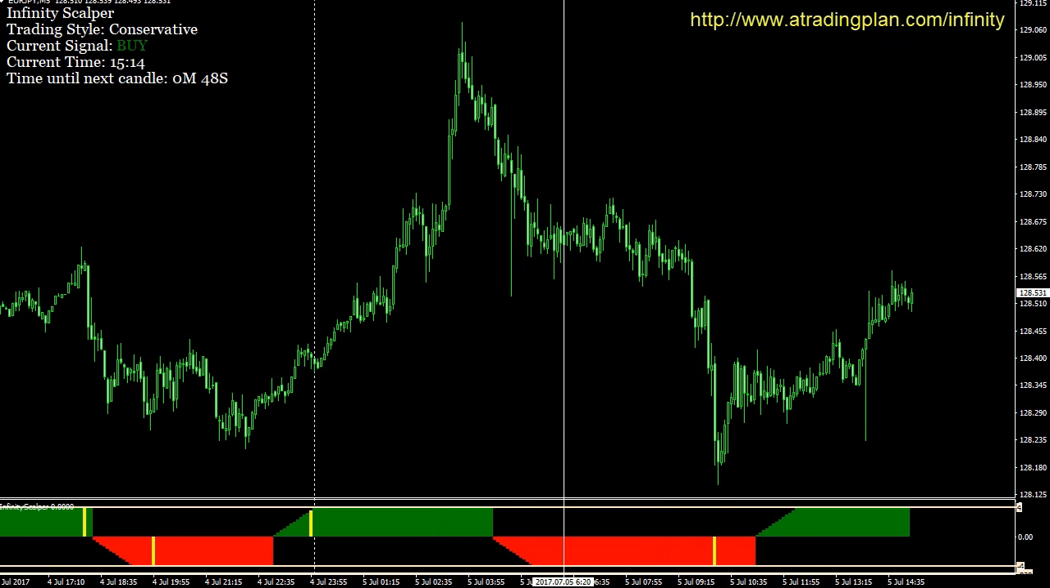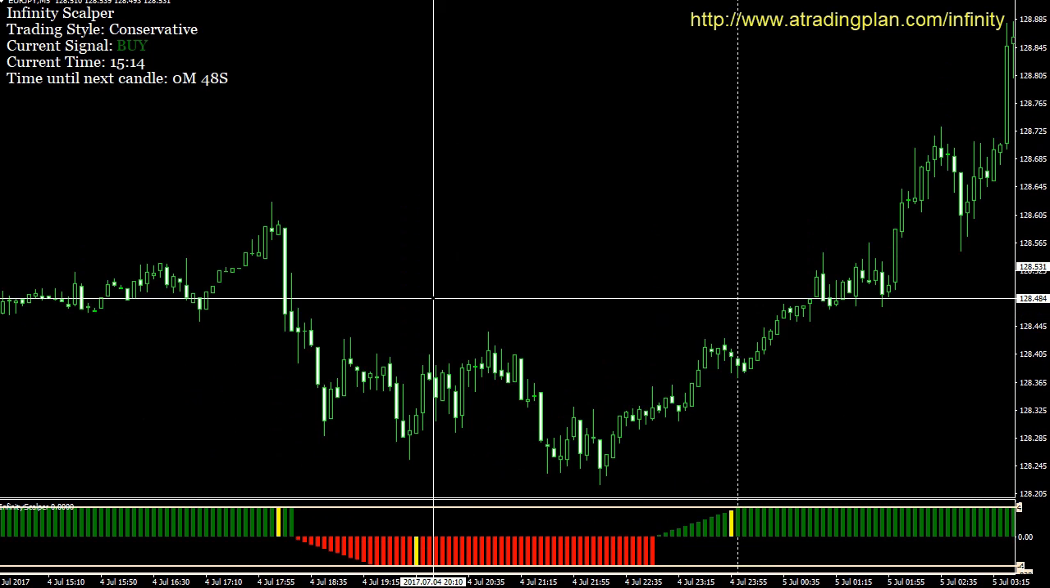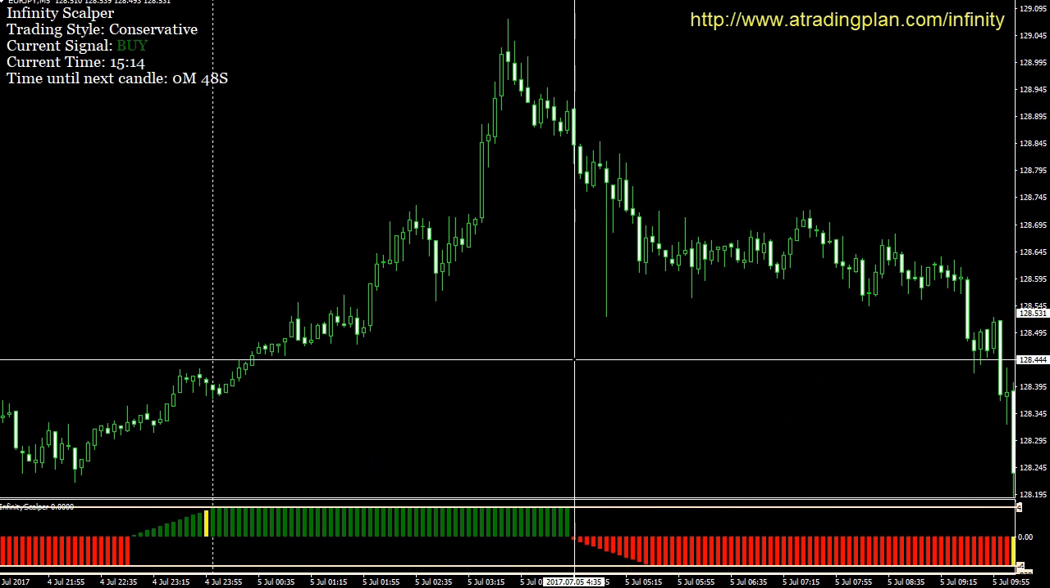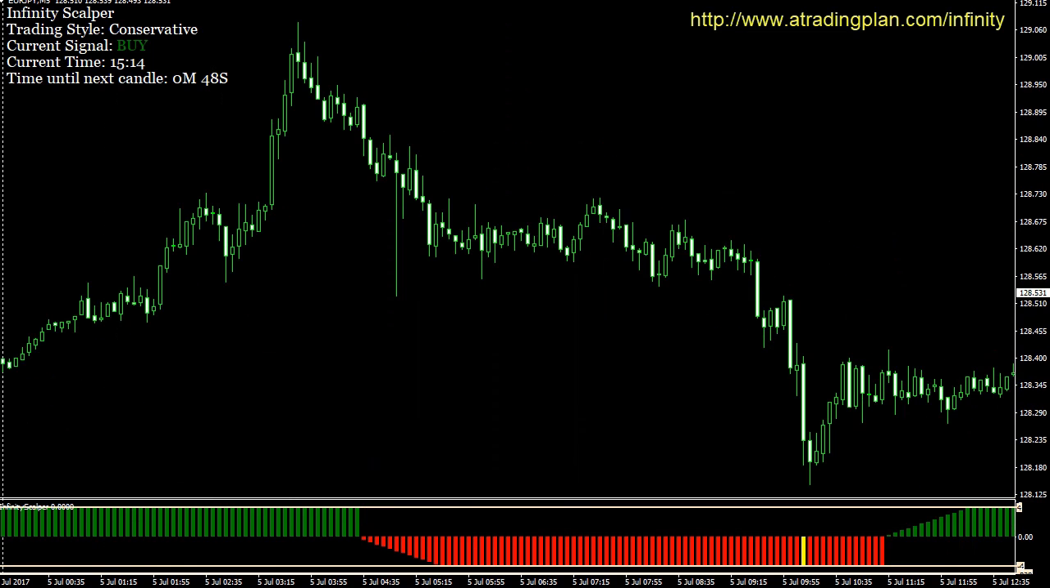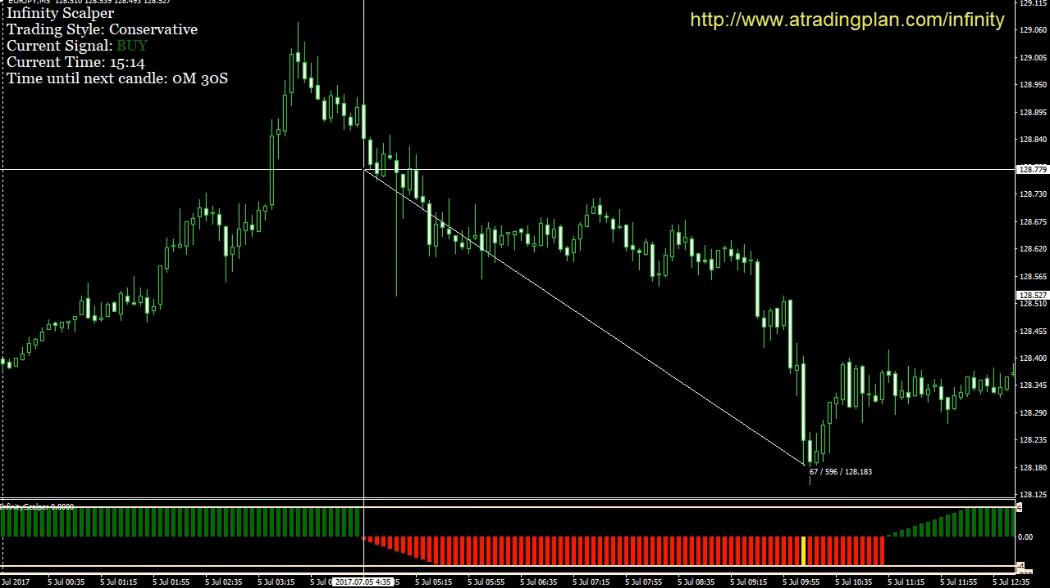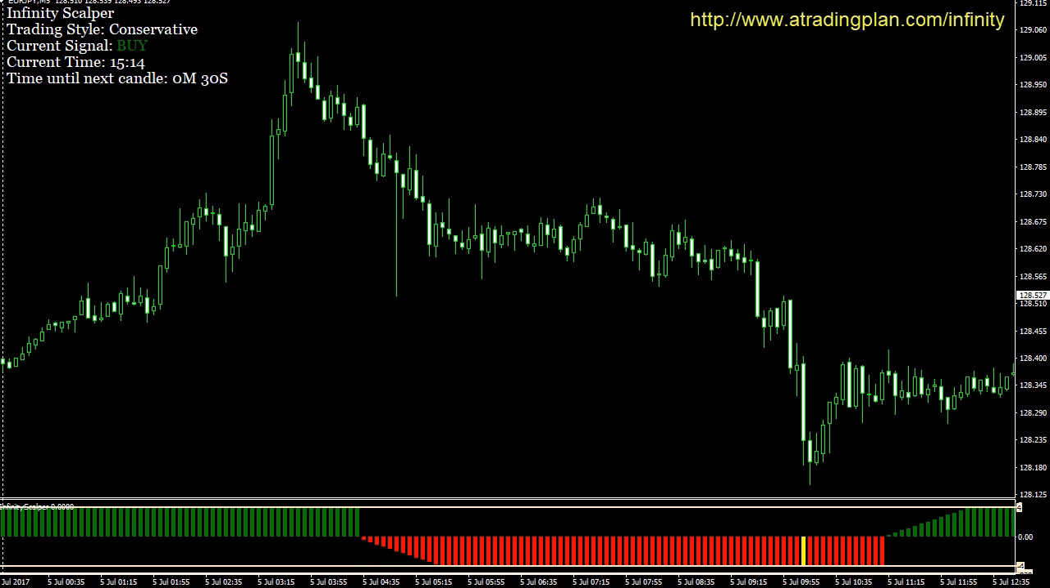And actually, if you just sat back and just said, you know what, let me just trade the strategy as it is, you would short here, and you'd get out. Let's take a look. Optimal exit, 62 pips. It's not bad. 62 pips.